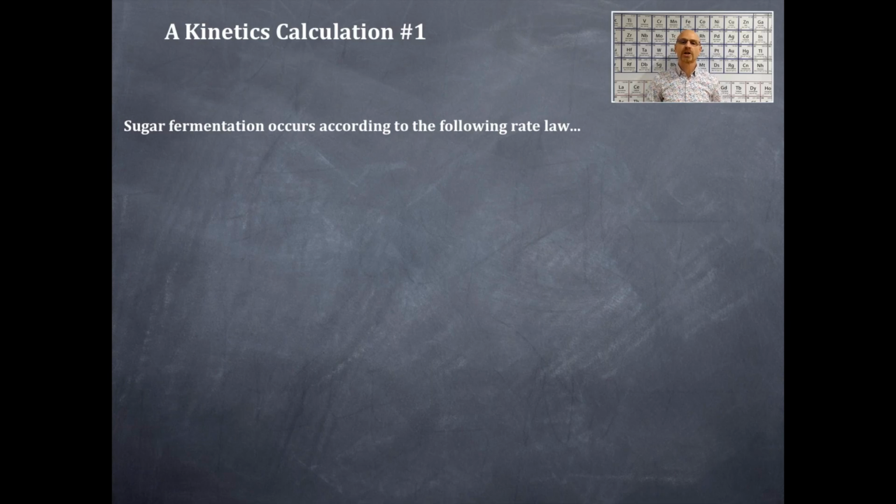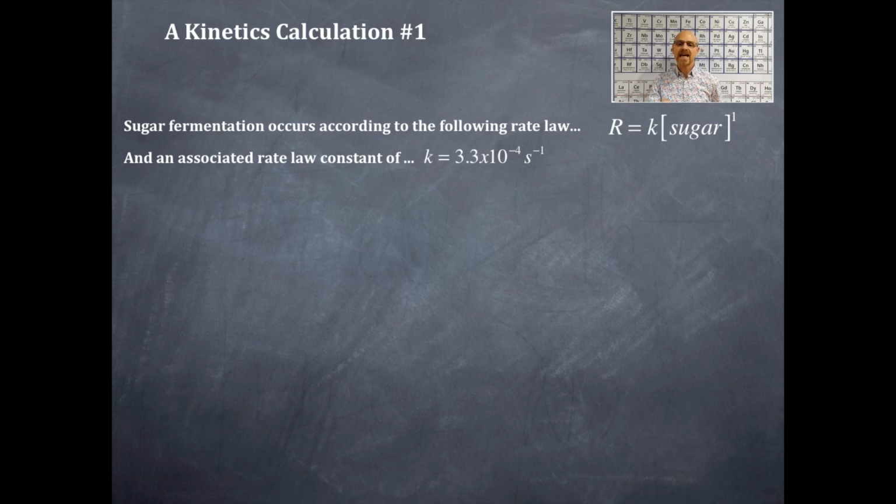All right. So sugar fermentation occurs according to the following rate law. So R is equal to K, sugar concentration, to the first exponent there. So what is the order of this reaction? I think you got it. It is a first order rate law, okay? And the associated rate constant, which is given, is K equal to 3.3 times 10 to the negative 4 per second, okay? So what is the half-life of this reaction? That's the question that we need to answer here.